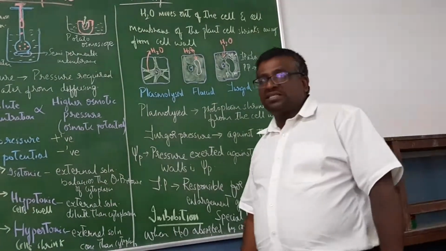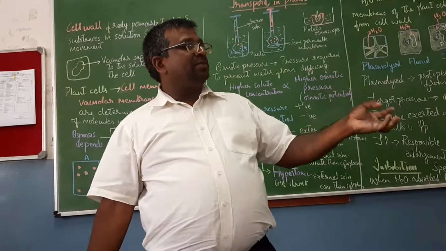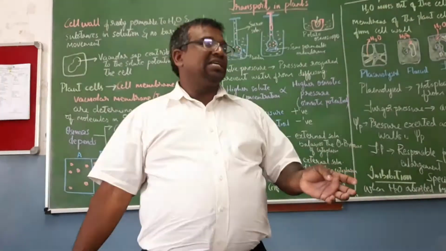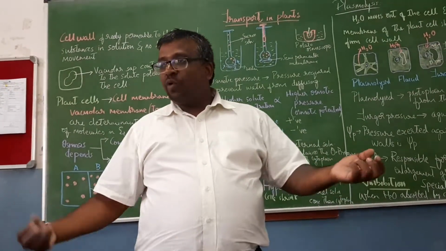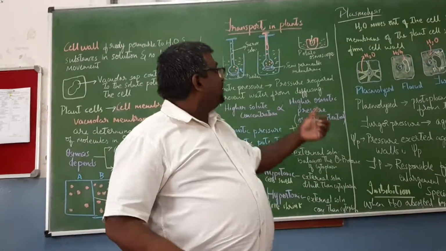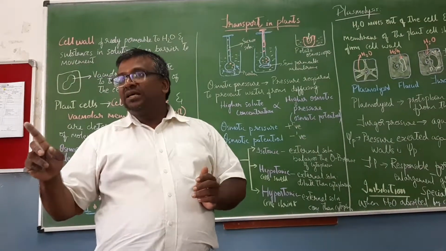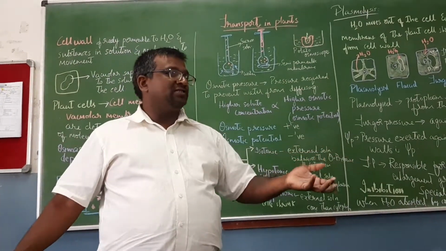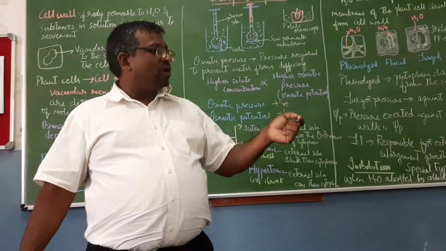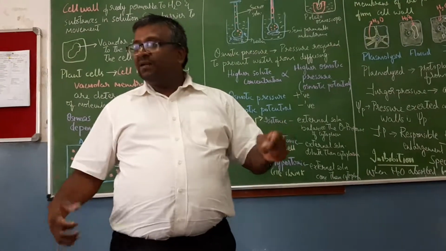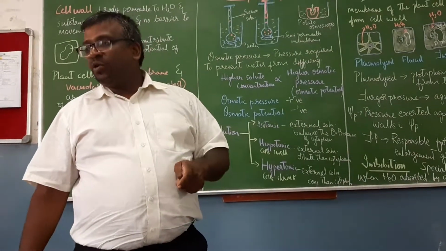What is deplasmolysis? A plasmolyzed cell, when it is placed in pure water or hypotonic solution, regains its normal cell shape. The water enters inside and the cell becomes flaccid and normal. So this we call deplasmolysis. The process of reversing plasmolysis we call deplasmolysis. The plasmolyzed cell is placed in pure water or hypotonic solution and the cell becomes normal by the entry of water. We call such a process deplasmolysis.